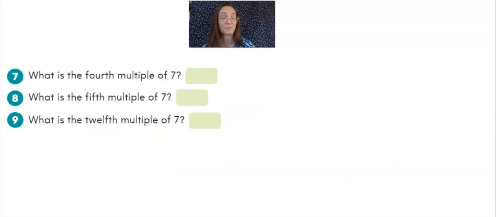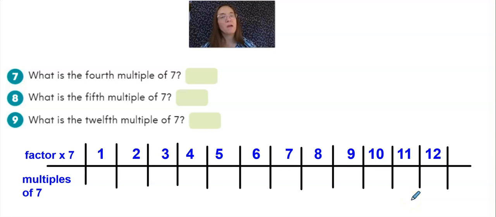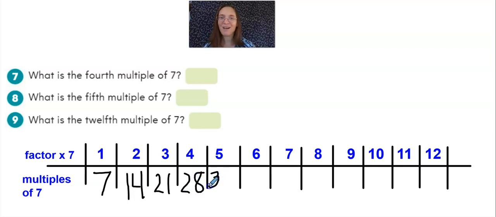How about for 7? When I look at these questions here, they're asking what is the 4th multiple of 7, the 5th multiple, the 12th multiple. I think I should probably set up a table. That's much better. All right, here we go, guys. We always start with 1 when we're finding the first multiples, and that's nice because it gives us a shot of confidence. 1 times 7 is 7. 2 times 7 is 14. 3 times 7, 21. If we add 7 to this, can you find 4 times 7? 28. 5 times 7, 35.